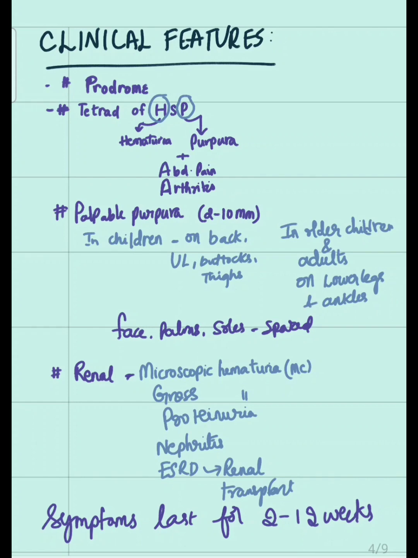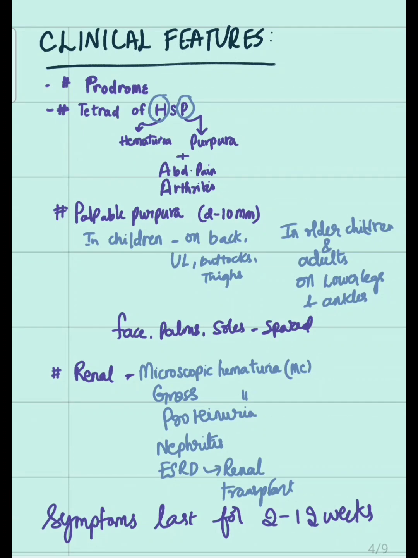Coming to purpura, which is usually palpable and 2 to 10 mm in diameter, it is commonly seen in the extremities and the weight bearing areas of the body. In younger children, it is seen on the back, upper limbs, gluteal region, that is the buttocks, and also the thighs. Whereas in older children and adults, they are seen on the lower legs and ankles. The face, palms, and soles are spared. However, they can be involved in infantile Henoch-Schönlein purpura.